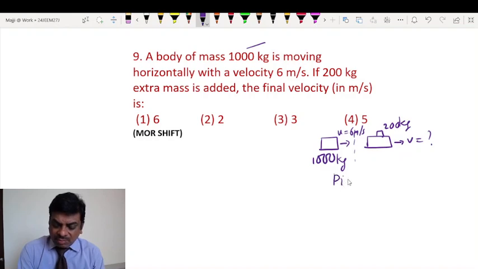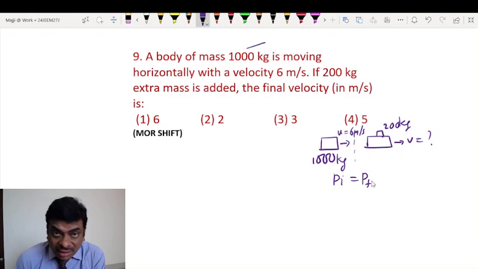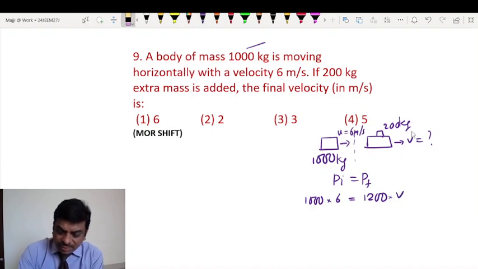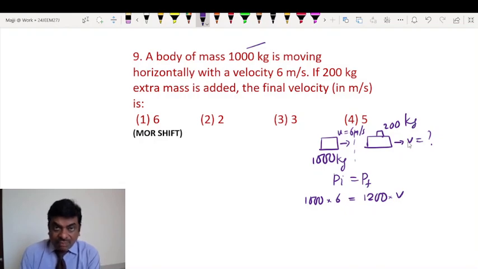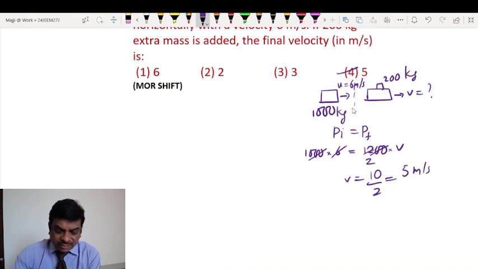As you can see, initially a 1000 kg mass was moving with a speed of 6 meters per second, and then an additional 200 kg was put gently upon it, and we have to find the final velocity. So initial momentum is equal to final momentum. You can see all this happened without the external interference of any force. So we have 1000 kg into 6 meters per second is equal to 1200 kg into v. So this will be 1200, as you can see, 1000 plus 200. So we are proceeding in SI units completely, so no problem. So v is equal to 60 by 12, that is 5 meters per second. So 5 is the correct answer.